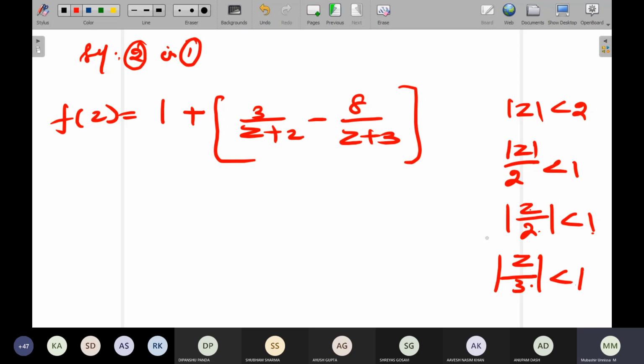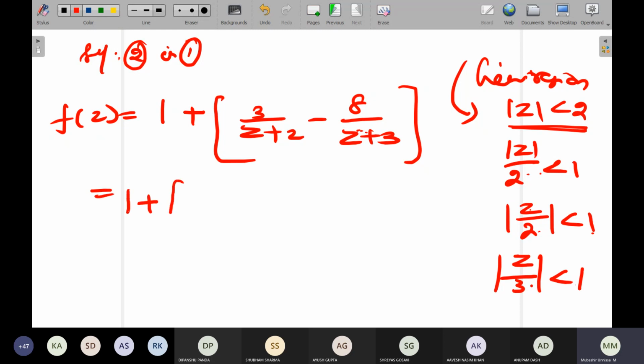Why did I do this? Because this is your given region. Your series expansion should be valid in this region. Then only your expansion is correct. So therefore, this series you can expand in powers of z by 2, and this series you can expand in powers of z by 3. So the first series you can expand in powers of z by 2.